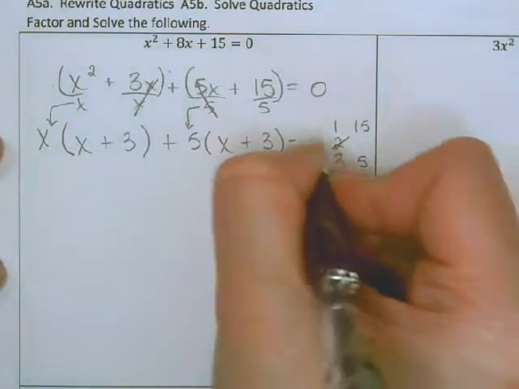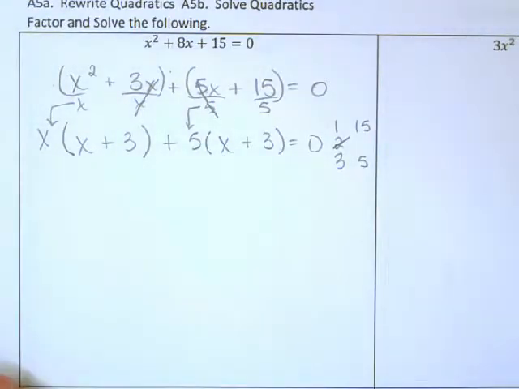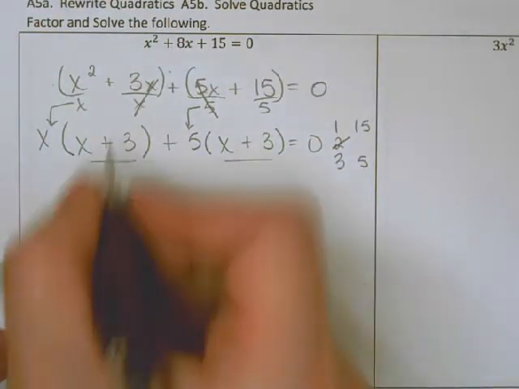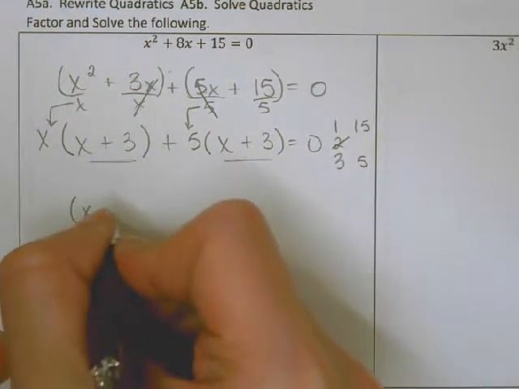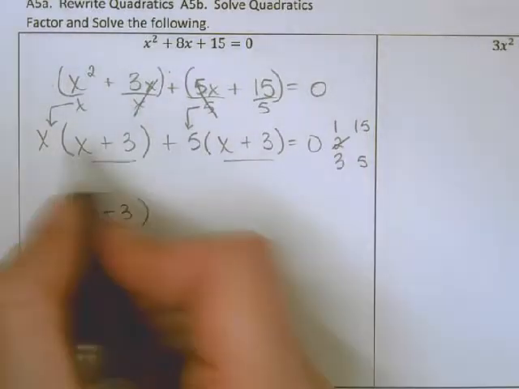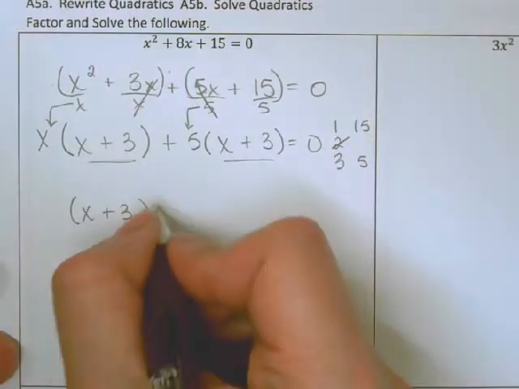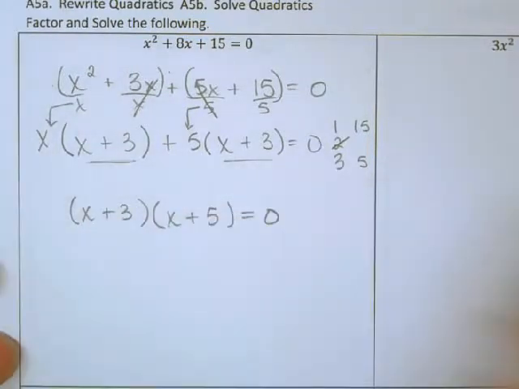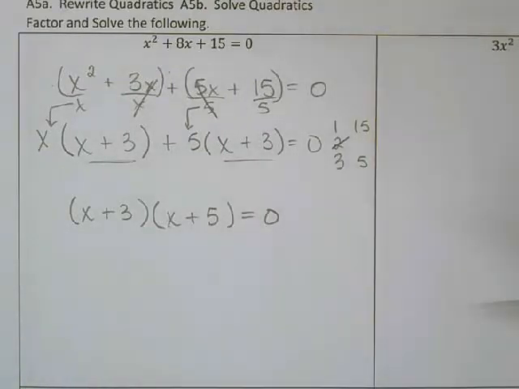And that all equals 0. So now I have a common binomial factor, that x plus 3. So I'm going to put that out front. And once I divide that out, I'm left with x plus 5. Now, the last step in all of these is once you're factored, you use the zero product property.